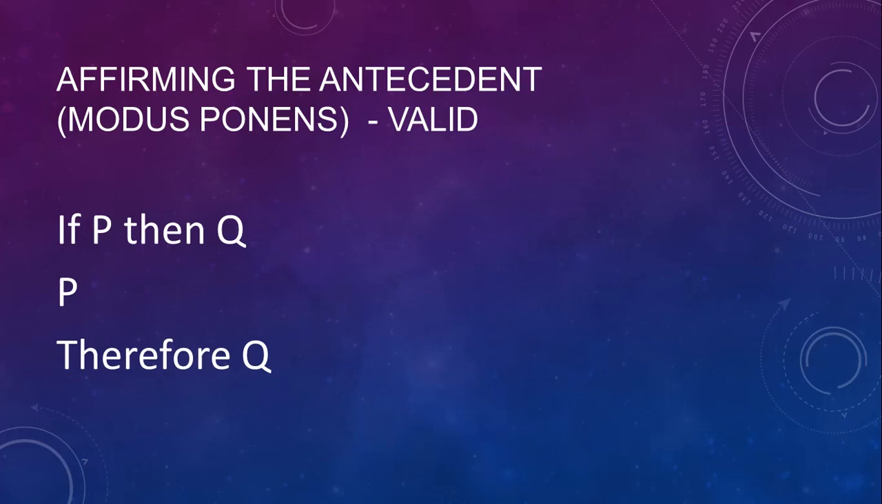Okay, so here's a valid argument form. If P then Q, P, therefore Q. This is the standard syllogism, the standard thing called modus ponens. Again, I would like you to know the names of these things. It's helpful to know the names of these things. But try your best not to use these names on people.